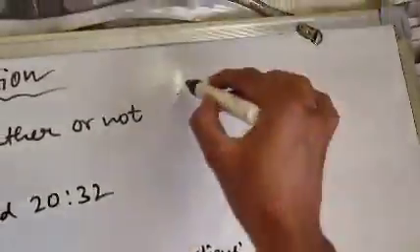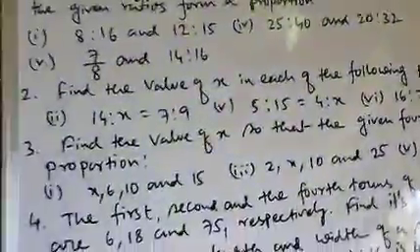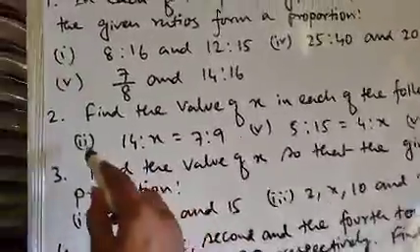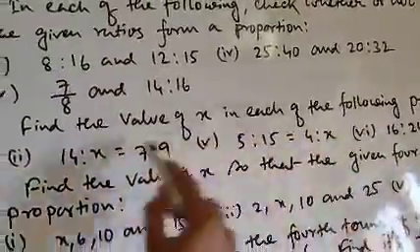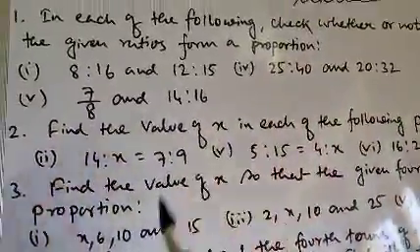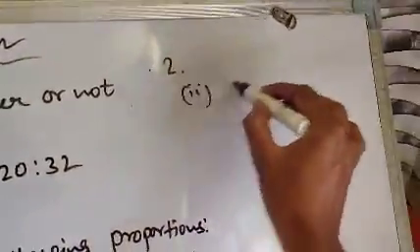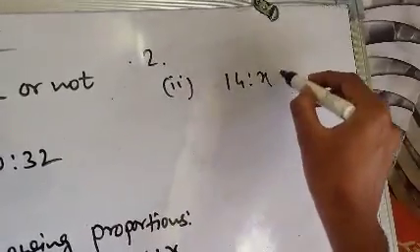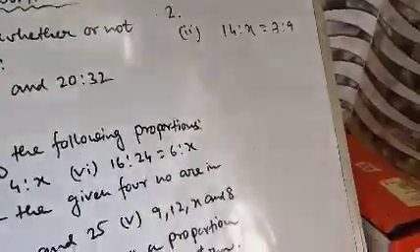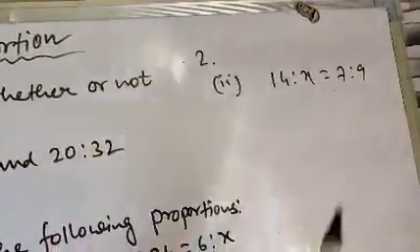question number 2. Question number 2 says find the value of x in each of the following proportions. So all these three expressions are in proportion. It is said in the question, and we have to find the value of x. So the first question is 14:x equal to 7:9. So these ratios are in proportion. So we have to find out the value of x.